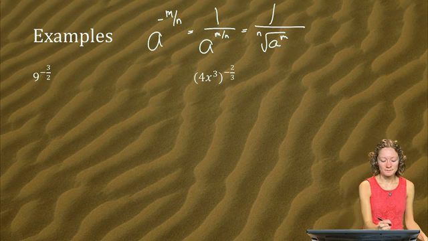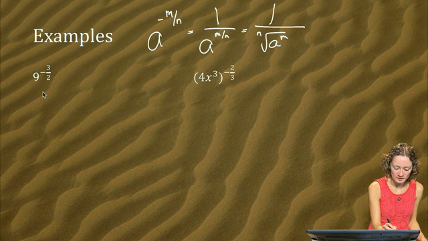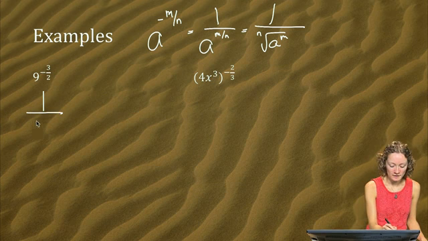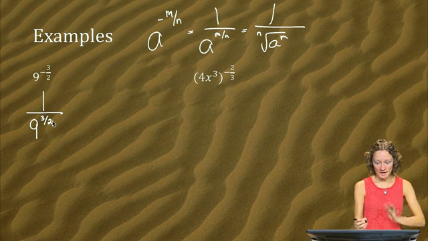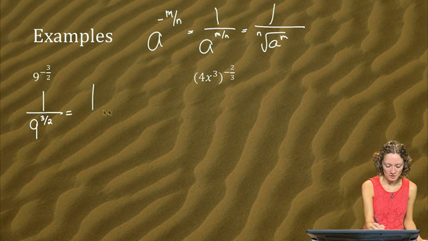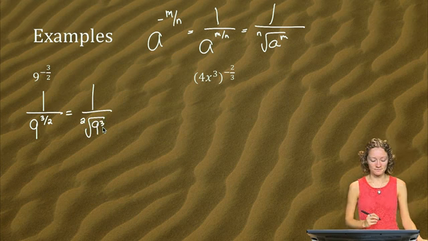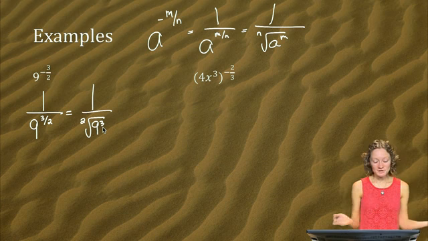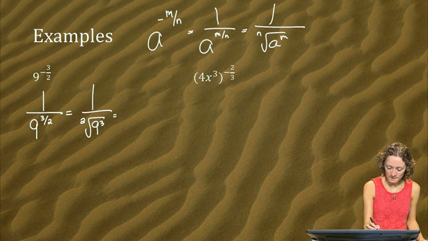So our first problem, let's first fix that negative exponent by flipping it to the denominator. This becomes 1 over 9 to the positive 3/2. Then we make the change. 1 over index of 2 under the radical is 9 to the 3rd power. And then it's your call. Simplify whichever way you want to.